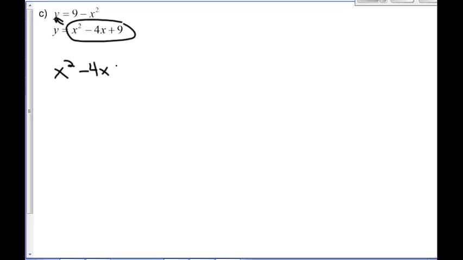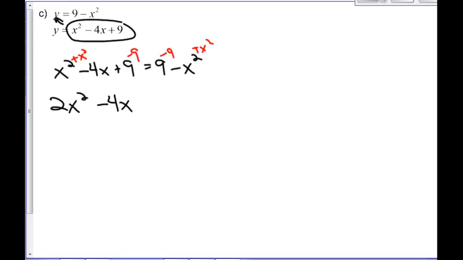x squared minus 4x plus 9 equals 9 minus x squared. Let's move those x squareds over. So I'll have 2x squared minus 4x. Okay, so that came from adding x squared to both sides. And I'll subtract 9 from both sides. And often people get confused here because they're expecting to see a trinomial. But it's okay. If we don't see a trinomial, we can still factor. We've got a common factor, and we should always be looking for a common factor first.